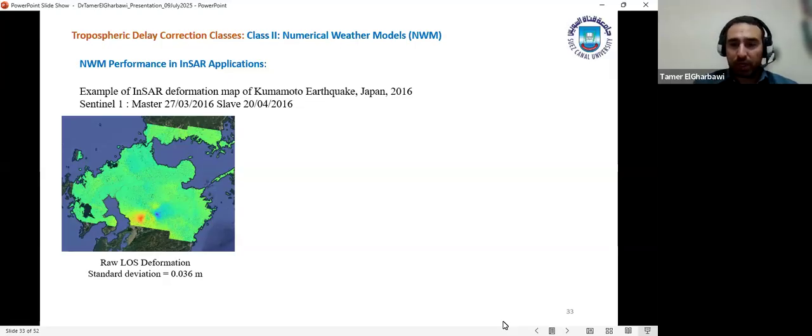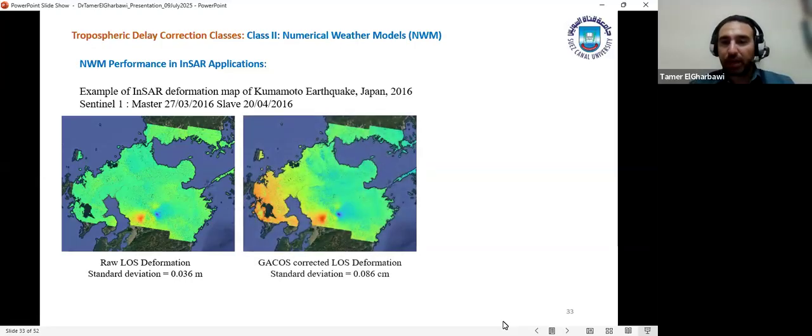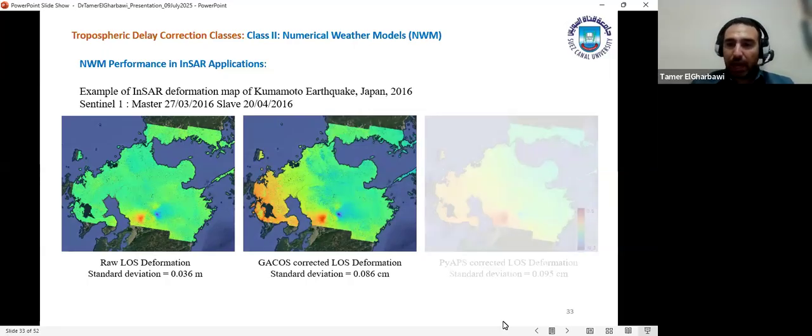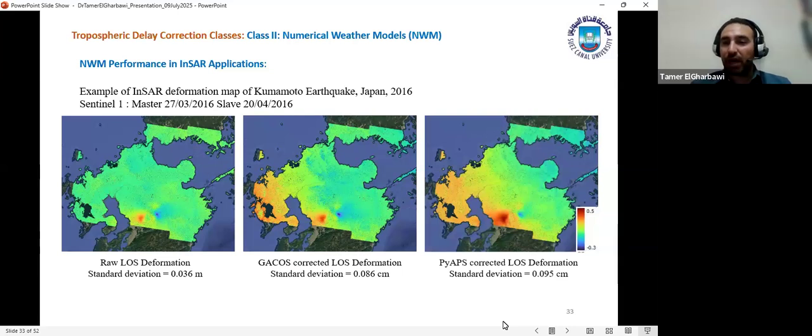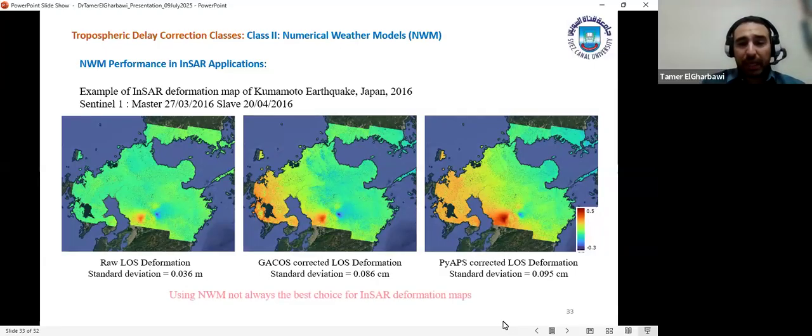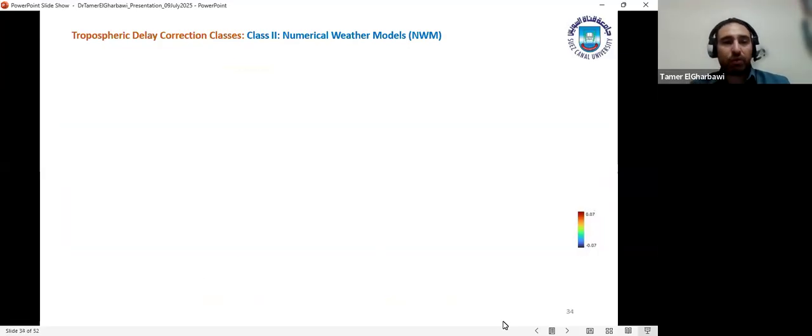So this is the interferogram for the Kumamoto earthquake in Japan, 2016. This is the raw line of sight deformation. It has a standard deviation of 3.6 centimeters. After applying GACOS, we can see that the standard deviation has increased. It's 8.6 now, and after applying PyAPS, it's 9.5. So even when applying the numerical weather model, it can improve in some cases, but it can make the interferogram worse in other cases. So it has to be used with care. Each study region needs to be carefully evaluated in order to see whether to use this kind of correction or not.